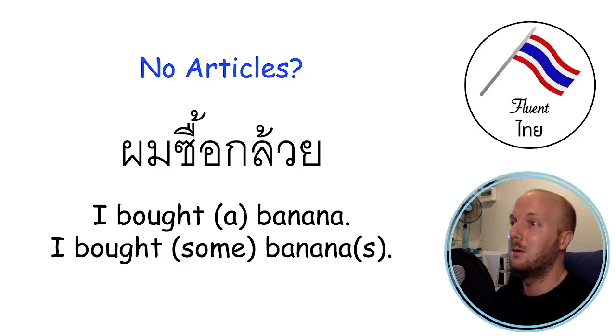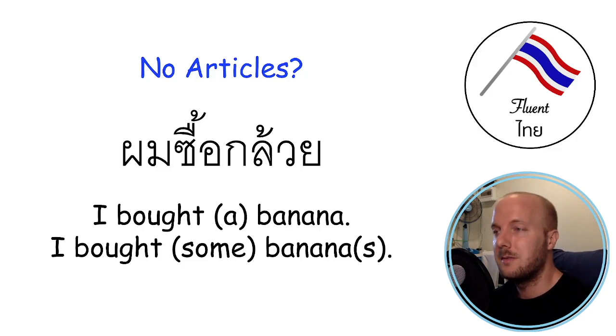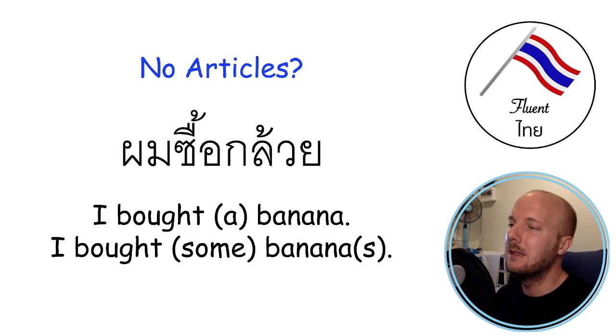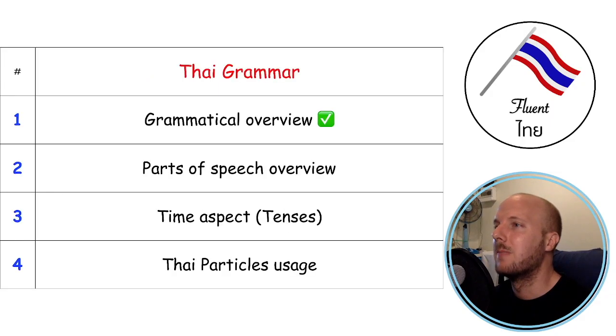You can just say กล้วย. If you want to be specific, sure, I could say ผมซื้อกล้วย 1 ลูก, and ลูก is the classifier for fruit in this instance. But if I want to say I bought some bananas, I could say ผมซื้อกล้วยหลายลูก, like several, and then classifier. So there is a way if you want to be specific about it, but more often than not, it's going to be context which will indicate that. All right, well, that is the grammatical overview of the main differences and unique aspects of Thai grammar.